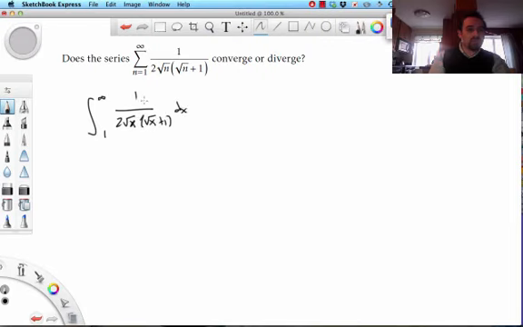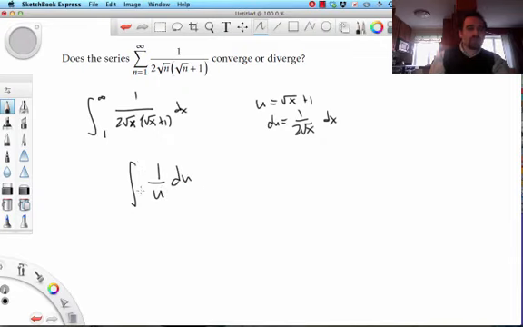So if this converges, then so does this. And if this diverges, then so does this. Okay, we're going to do a u substitution, let u equal root x plus 1. That makes du equal to 1 over 2 root x dx. Now if we plug in u in here, we're going to see this is going to be 1 over u, and this will cancel out. So we'll end up with an integral of 1 over u du.